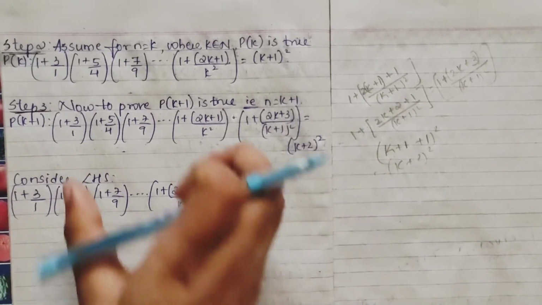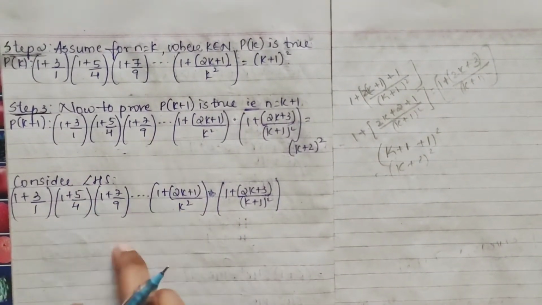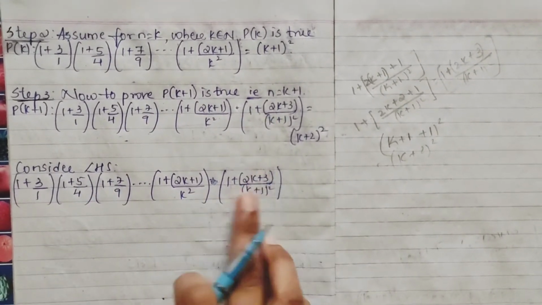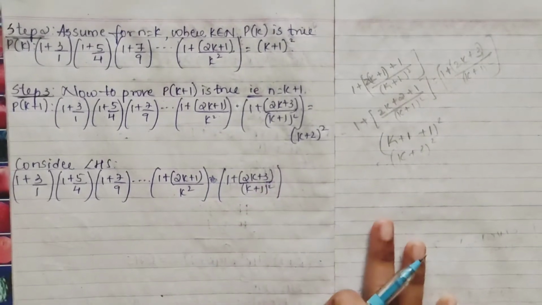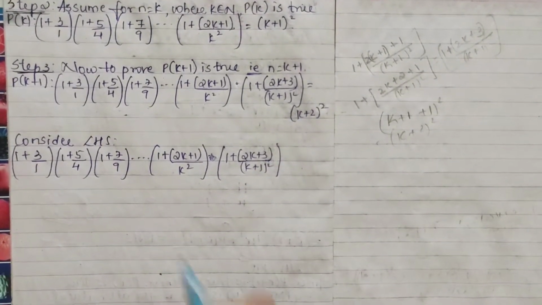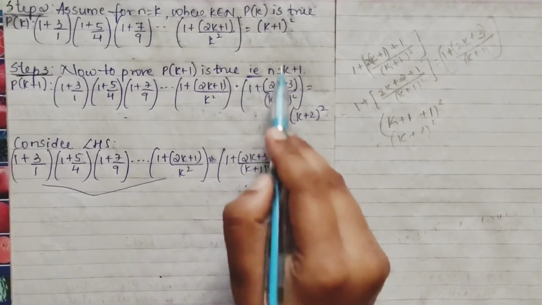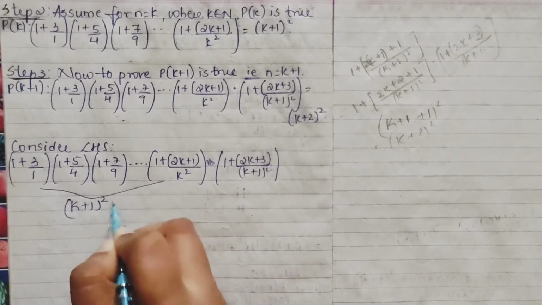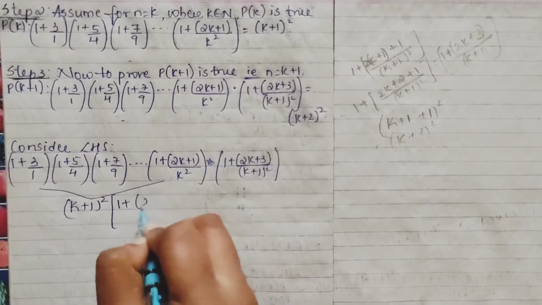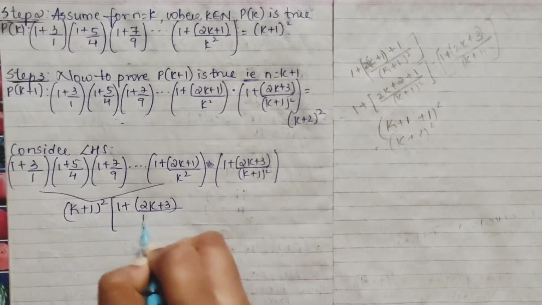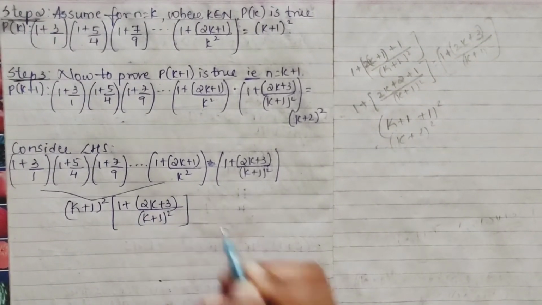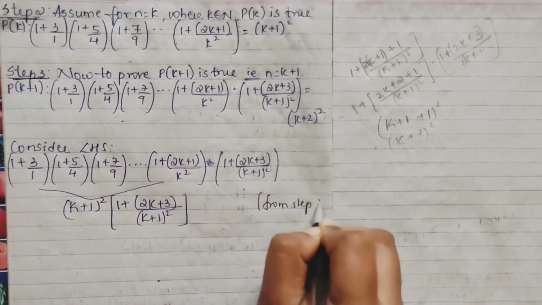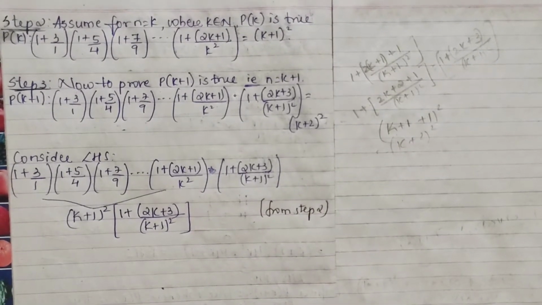So next, as usual, the same procedure. Consider your LHS part: 1 plus 3 by 1 into, and so on up to 1 plus (2k plus 3) divided by (k plus 1) the whole square. We have to end up at our RHS. This part we know what it is: (k plus 1) square from our step 2. So that we will take help of. (k plus 1) square, again into 1 plus (2k plus 3) whole divided by (k plus 1) the whole square. And from where have we taken this? From step 2. So you can write this from step 2.